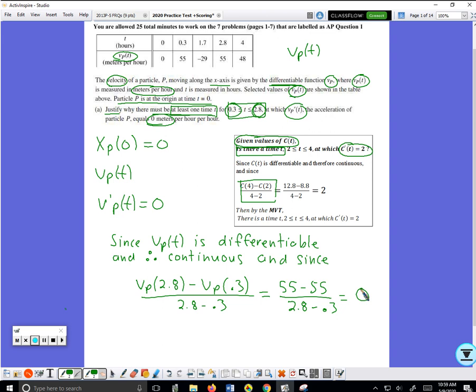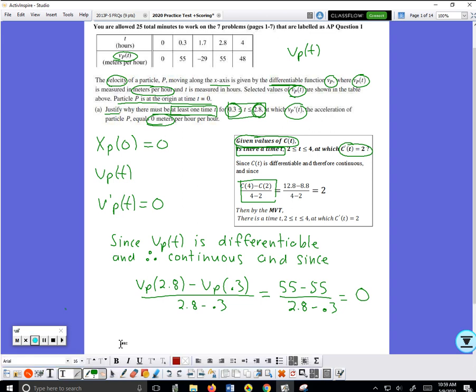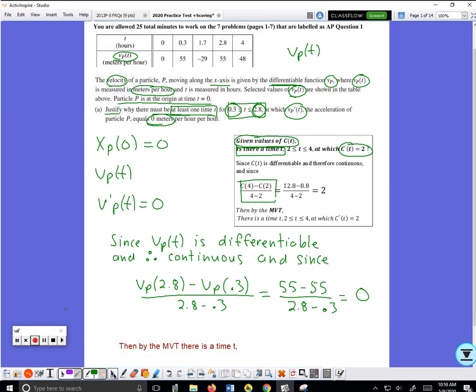I'm going to type the next statement just to save a little time in the video. So then I would write on my paper, then by the MVT, there is a time. Actually, I copied their words. Either way would be fine. I can just copy my golden notes. There is a time t. Guess typing didn't help as much as I thought there, but whatever. So there is a time t.